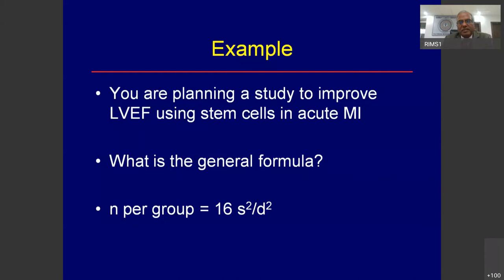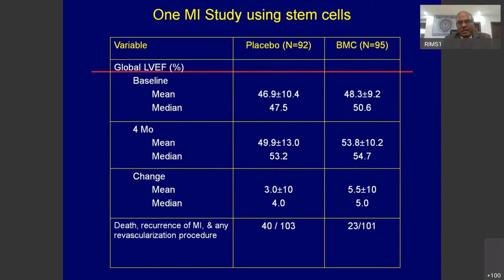So if you have some data from a previous study, for example, and you see that the standard deviation of the change in mean is about 10%. If you see the last change, mean is 3 plus minus 10, 10 is the standard deviation, 5.5 plus minus 10. Now they found difference in mean, which is 5.5 minus 3, which is 2.5.